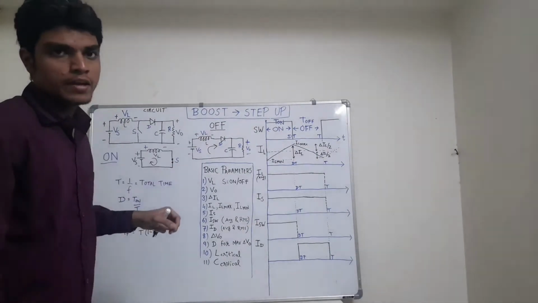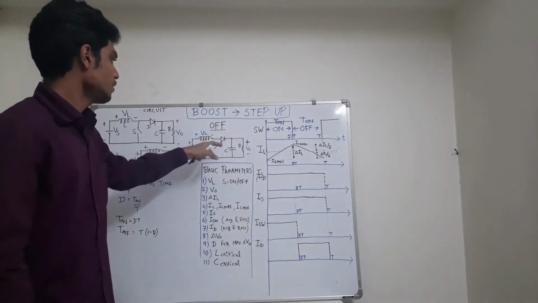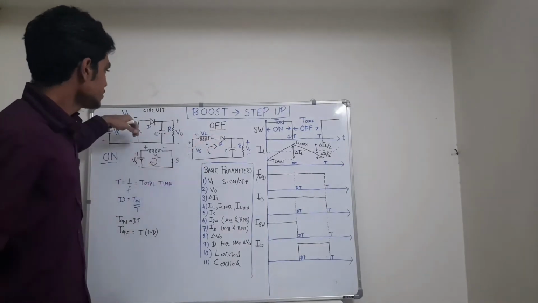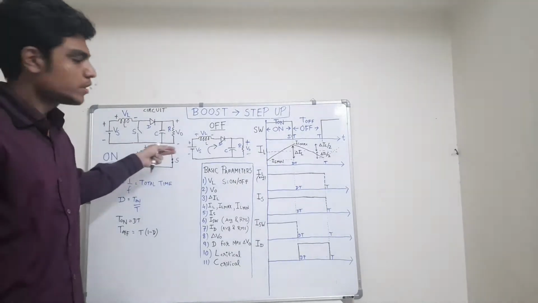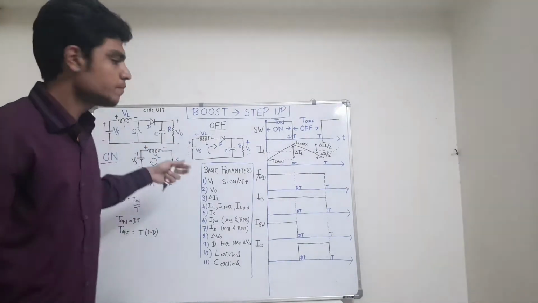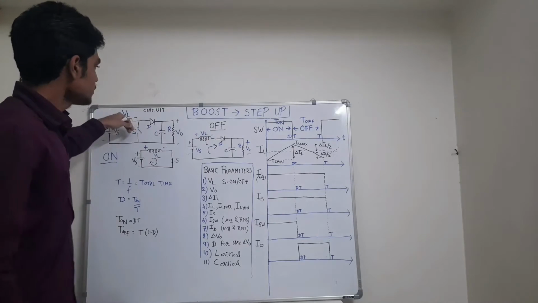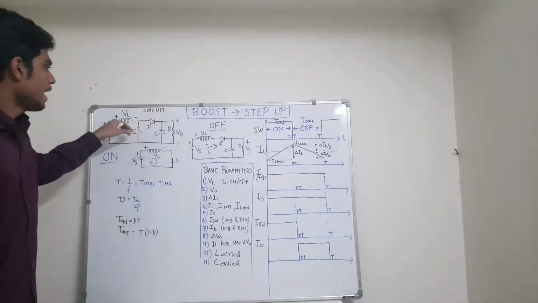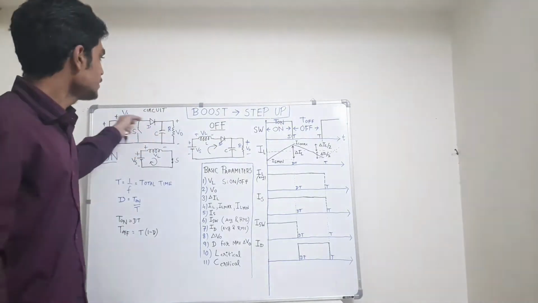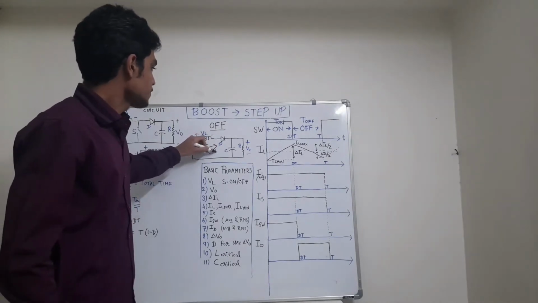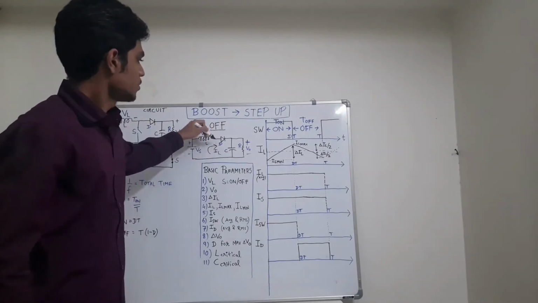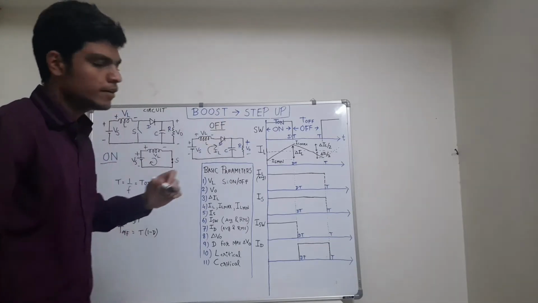Now for the off period circuit, whenever the switch becomes off, the inductor current which it built during the on time starts flowing through this diode as the switch becomes off, and it gets passed through the diode. So the IL current flows through the diode and charges the DC load.